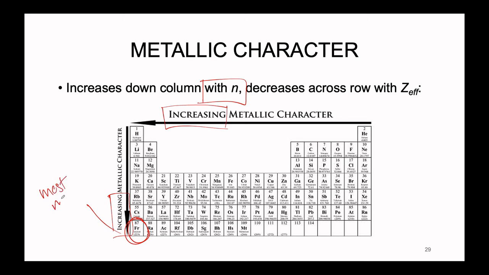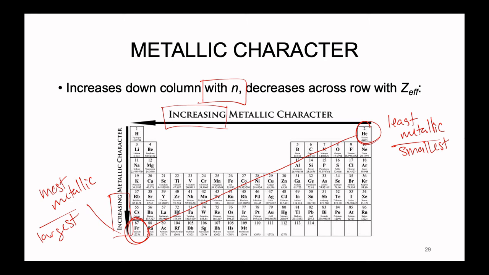Most metallic. Just like how before we also saw it was the largest. So it stands to reason that large elements are going to have more metallic character compared to something like helium, which is again on the opposite side of the periodic table, following the trend diagonally back upwards. This is going to be the least metallic and it is going to be the smallest on the periodic table, if we're just following this periodic trend.